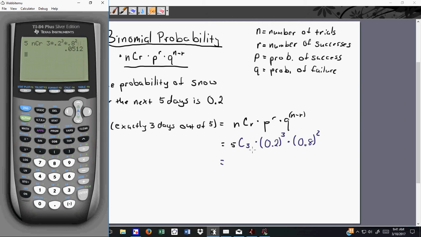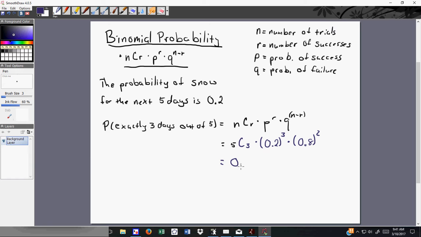And when I do that, it says there's a 0.0512 probability, or we can say approximately 5% chance. Now, there is a way to do this on the graphing calculator without having to use that formula, although I really do like that formula.